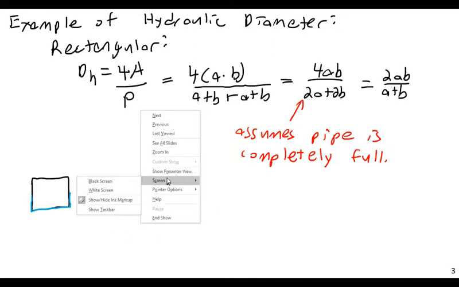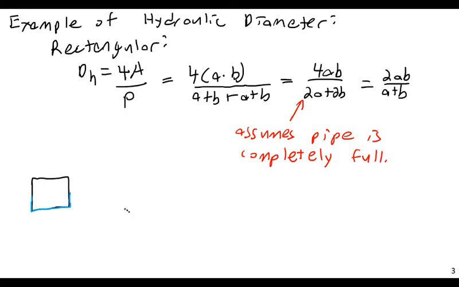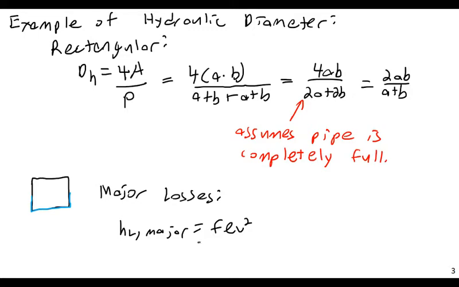So what we're doing essentially is finding an equivalent circular area, or an approximately equivalent circular diameter. Then I want to find the major loss. The major loss equation will just be combining all this together. I will get that HL major is equal to FLV squared over 2 G times the hydraulic diameter, FLV squared over 2 G DH.